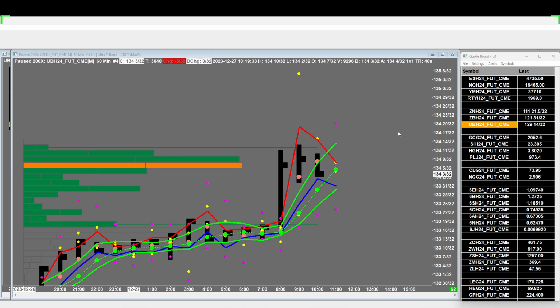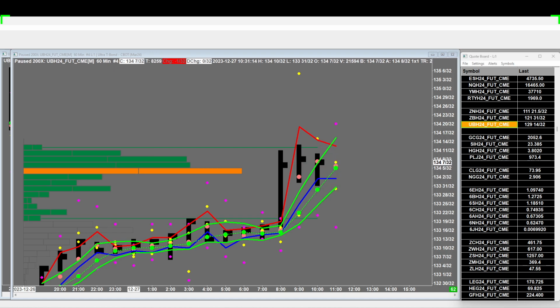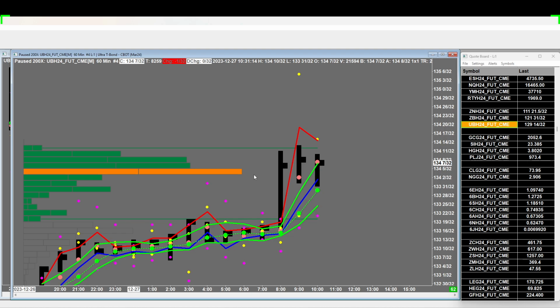Okay, so do you see immediately the first test to that low volume node, it bounced up nicely, and now you've got a lot of volume coming in here. Now you're about to shift the point of control even higher, which is a good sign, right? Okay, so right there, you see how that low volume node was just a beautiful place to keep an eye on, right?